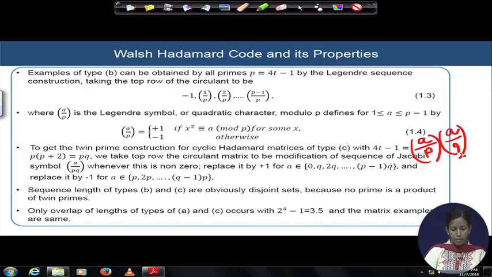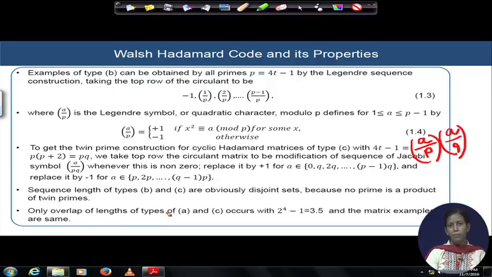And the sequences that we have generated by type B and type C are obviously disjoint, because no prime is a product of two prime numbers. So they can never be another prime number, and hence B and C are completely disjoint in the generation process itself.